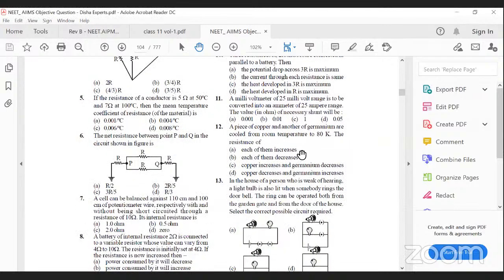Sixth question. The net resistance between P and Q in the circuit. I need to find the net resistance. Sir, between P and Q the resistors are in parallel. Yes, correct. So R by 2, then 3 resistors in series. So R plus R by 2 plus R is equal to 5R by 2.